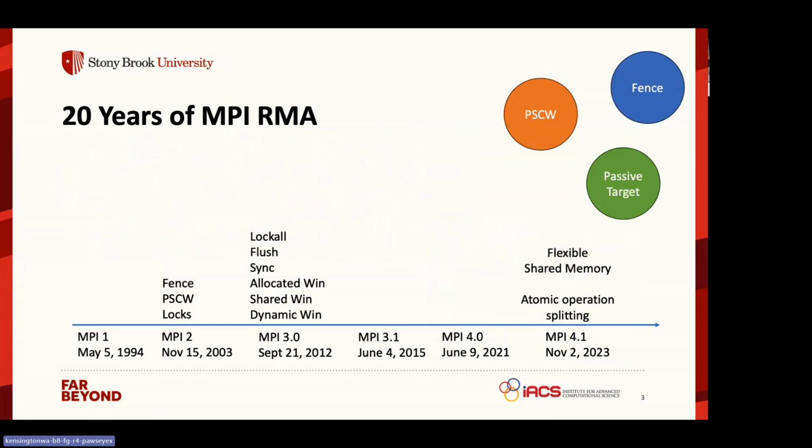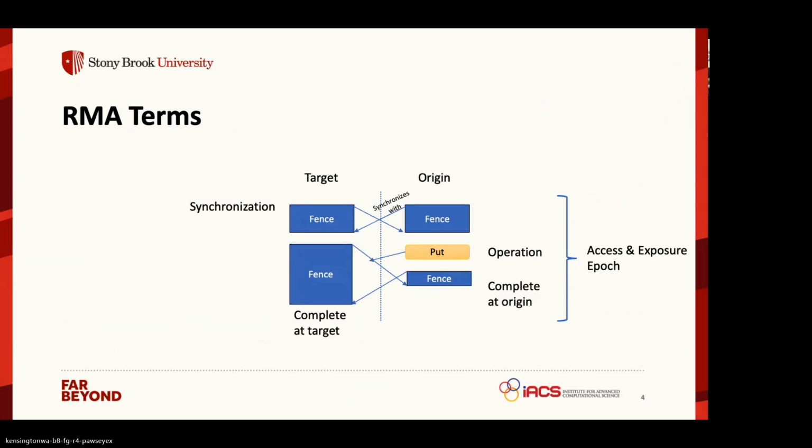And then there was 10 years of nothing, and we started working again a little bit on the RMA chapter, and added more flexible shared memory, for example, and a control on how to deal with atomic operations. That was in 4.1. Just so we're on the same page.